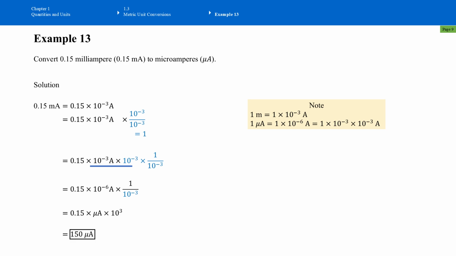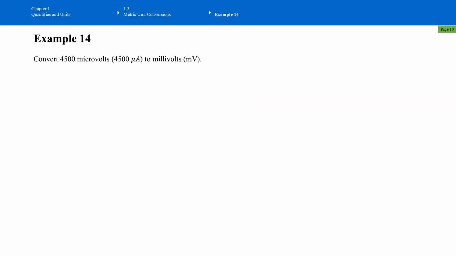Replace the 10 to the minus 6 by micro. And then let's combine the numbers. The 0.15 times the last number, 10 to the third, is 150. And then append microamps. This is the answer. The answer equals 150 microamperes.